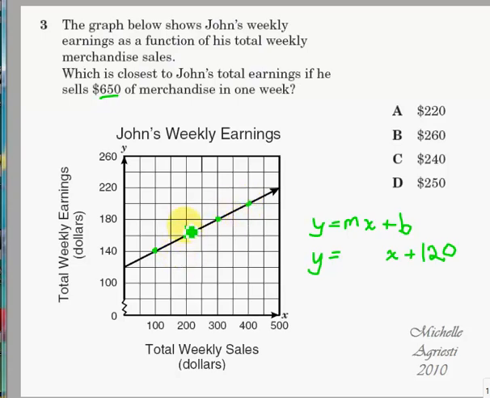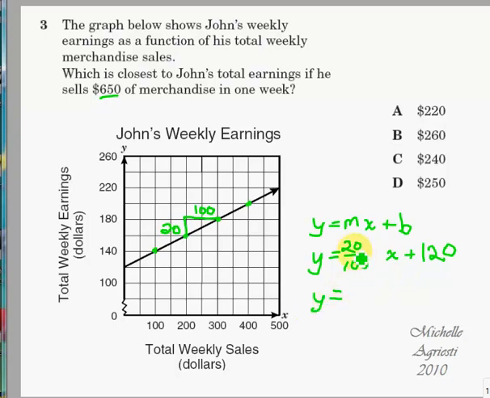I just need to find my rise and my run. So here, my rise, I'm going up 1 unit, which represents $20. And my run is 2, which represents $100 in sales. So my slope is 20 over 100. Now let's just simplify that.